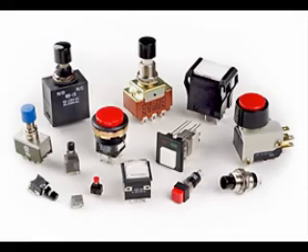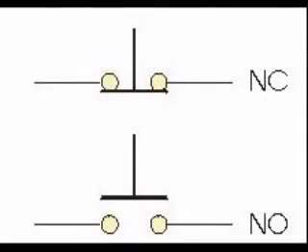Push-button switches are two-position devices actuated with a button that is pressed and released. These are schematic diagram symbols for push-button switches. Notice that there are two of them, normally open, NO, and normally closed, NC.